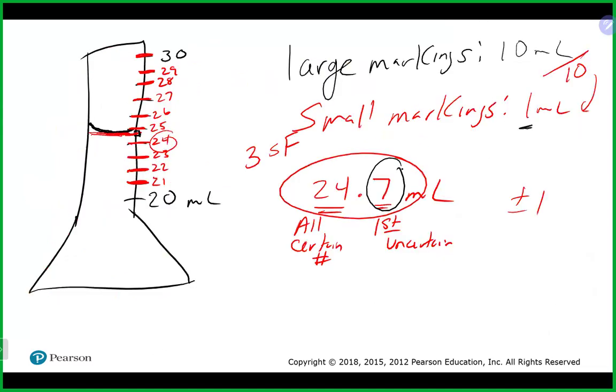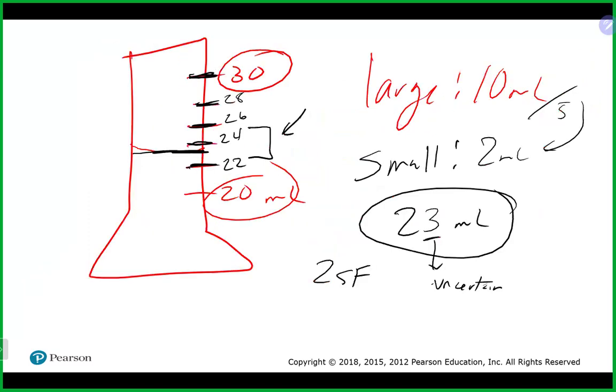If I come over here, smallest marking is 1 milliliter. If I take my small marking, which is 1 milliliter, divided by 2, gives you 0.5 milliliters. That's how many decimal places? 1. My answer was 1. Even on the weird one, smallest marking is 2 milliliters, right? If I take 2 milliliters divided by 2, I get 1 milliliter, whole number. Measurement went to a whole number.